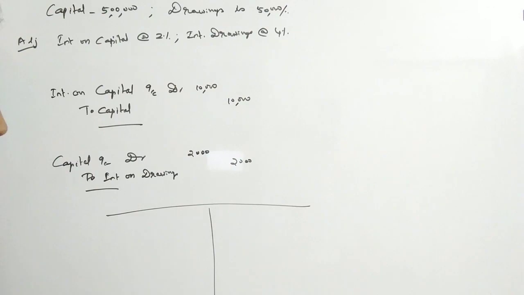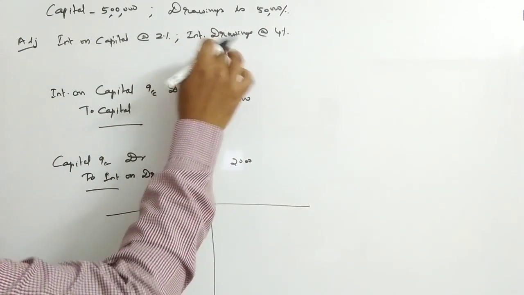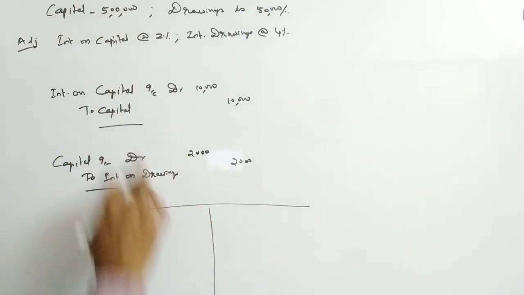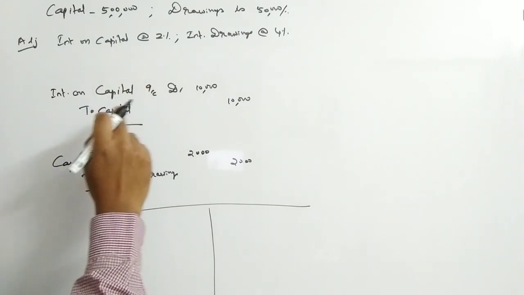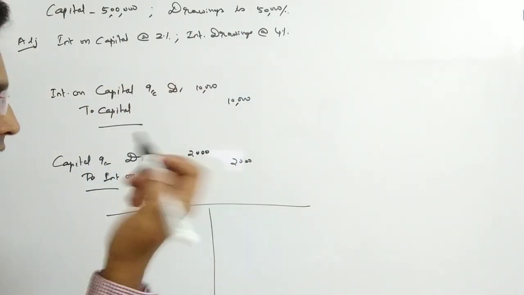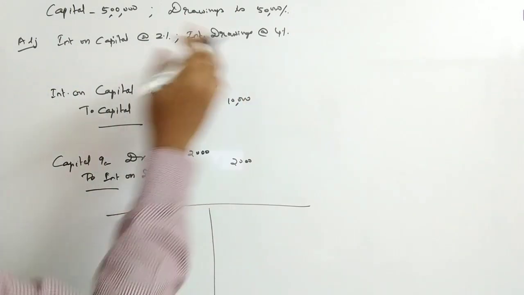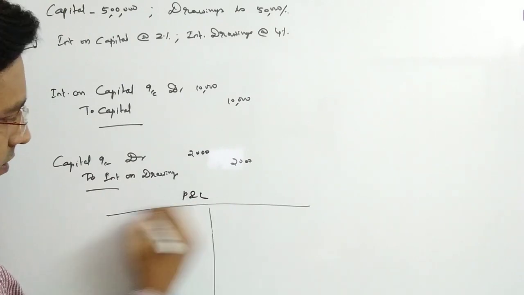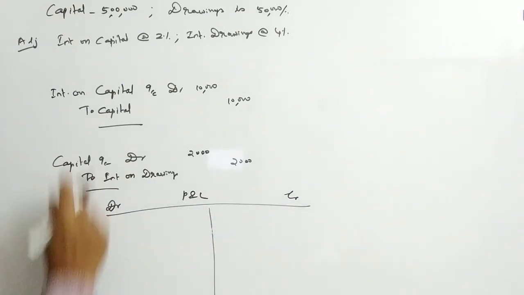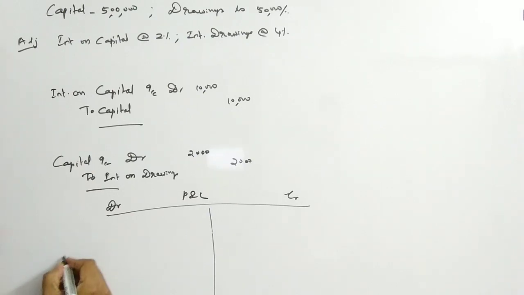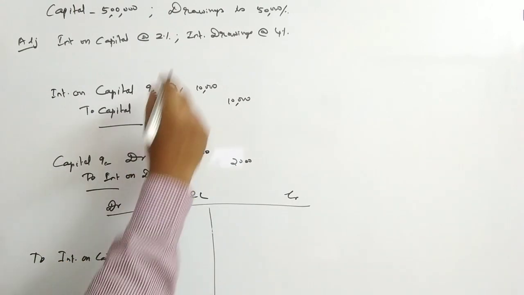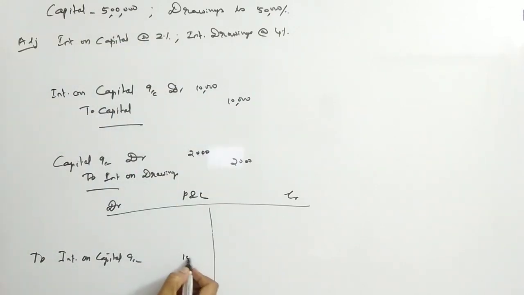Let us start with the first part, that is the P&L. Since both these elements belong to the nominal account category, interest on capital is an indirect expenditure and interest on drawings is an indirect income. Both of these should be shown in the P&L. So in the P&L, interest on capital should be shown on the debit side. To interest on capital account, how much? 10,000.